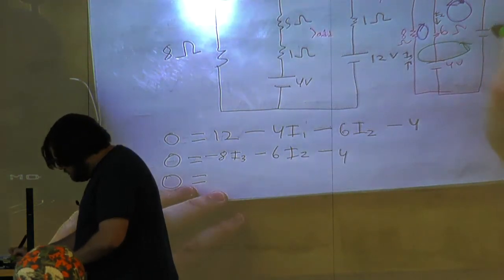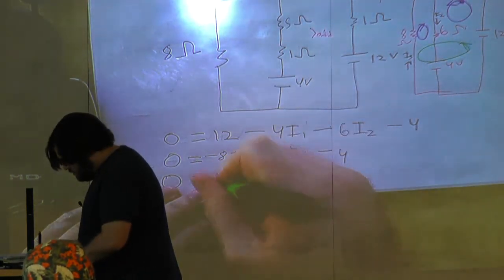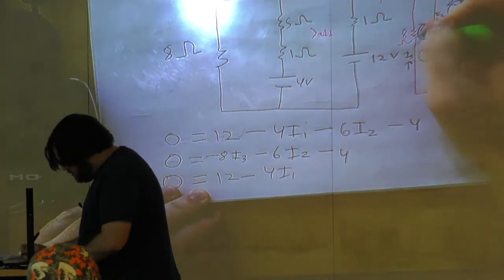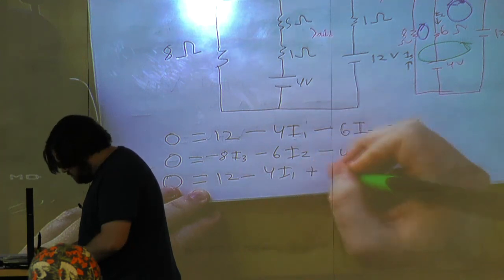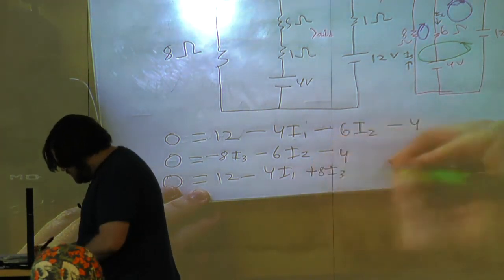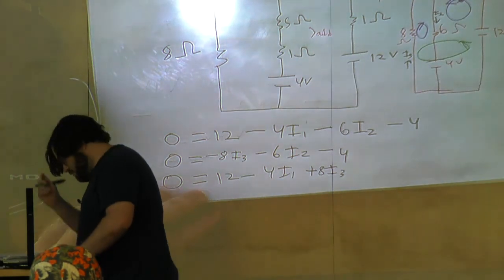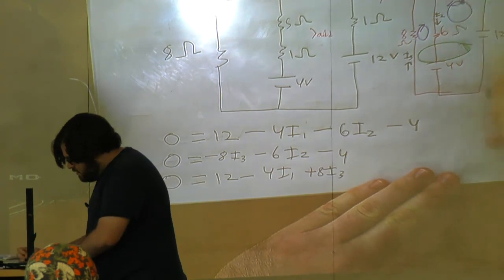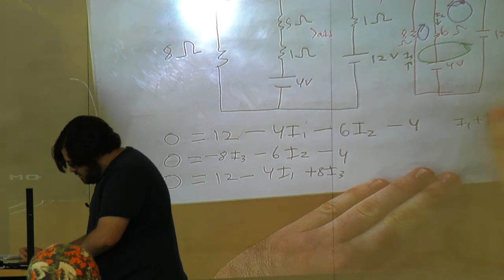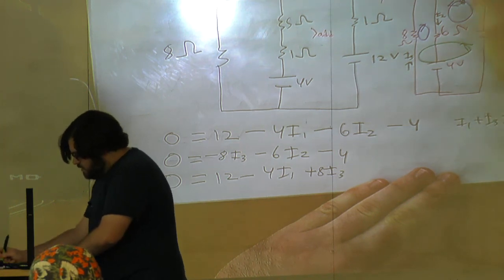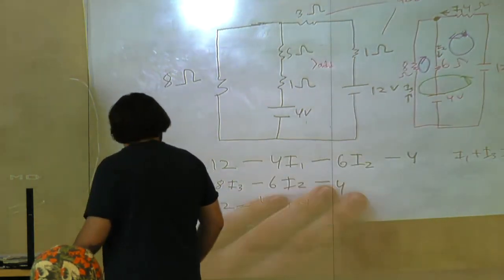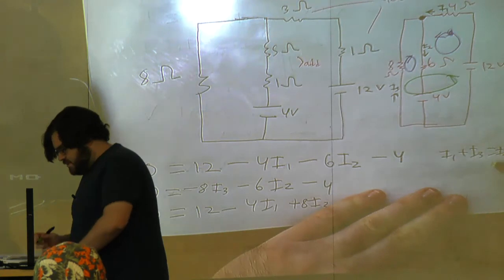Now for this one, 12 minus 4I1, going the wrong way through 8I3. Okay? Now, we have I1 plus I3 equals I2. That's the junction rule. Okay? It's off the screen a little bit. The junction rule lets us make that equation.